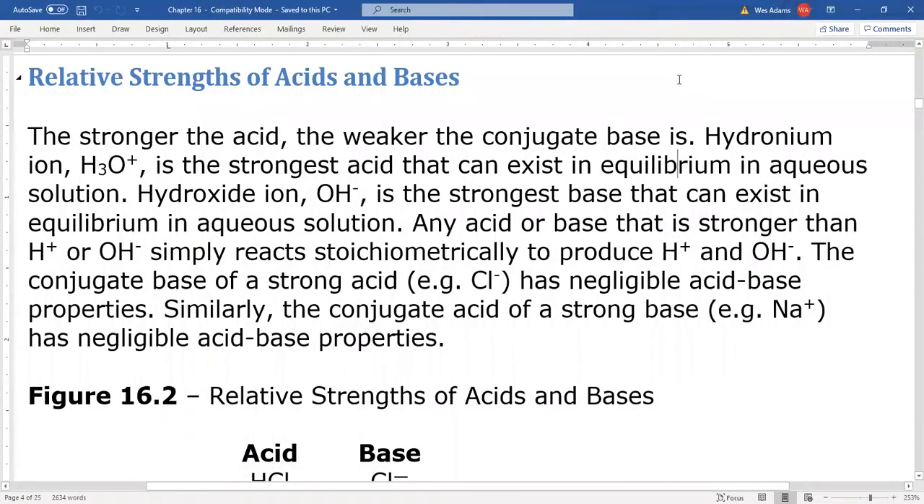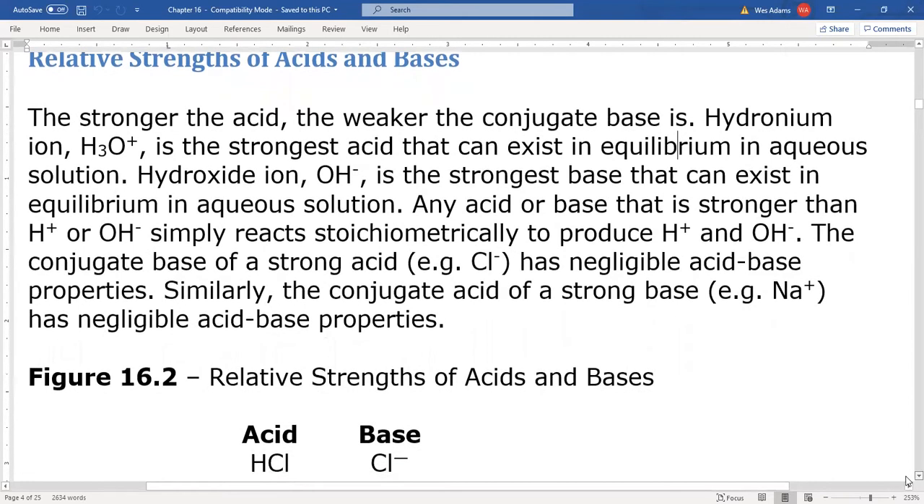Let's talk a little bit about the strength of the acids and bases. The stronger the acid, the weaker the conjugate base, and vice versa. Hydronium ion, H3O+, is the strongest acid that can exist in aqueous solution, and hydroxide is the strongest base. Any acid or base stronger than that will simply react stoichiometrically with water to produce H+ and OH-. The conjugate base of a strong acid like chloride has negligible acid-base properties, and we consider it to be neutral.